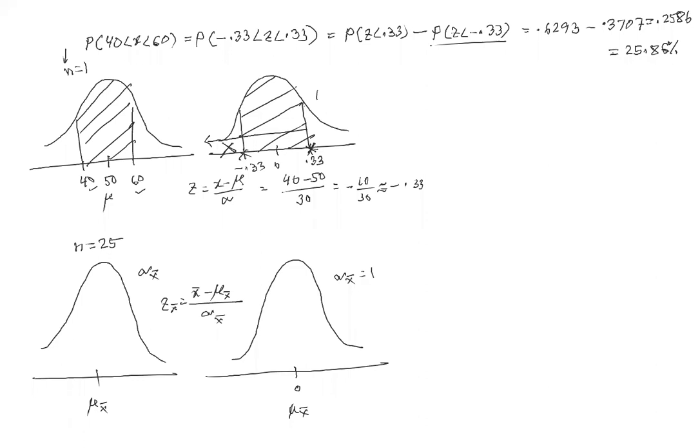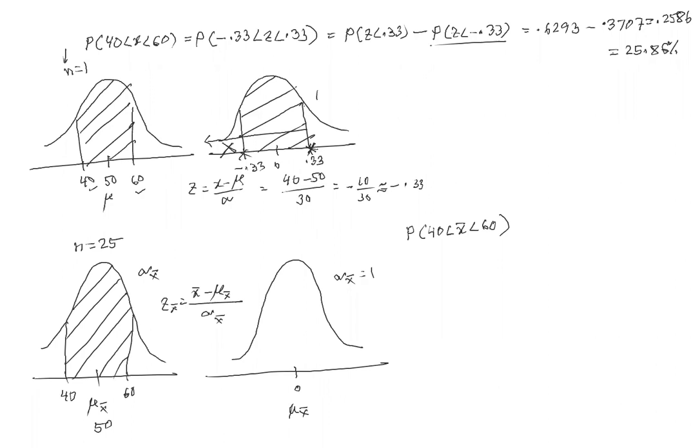So mu sub x bar is 50, as you know, by the central limit theorem. So this is 40 and this is 60. So we are looking for the probability that 40 is less than x bar, that means the average of these people is between 40 and 60. Now we have to convert the 40 and 60, but of course we need to know that this is the area we are looking for, right? This is the area we are looking for.